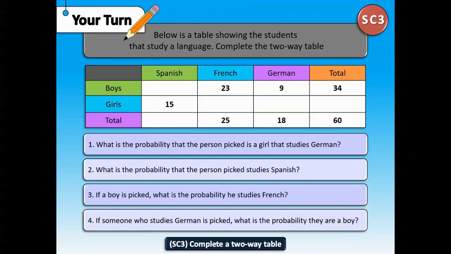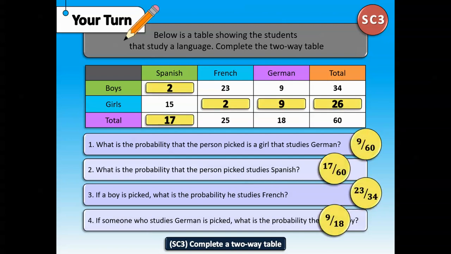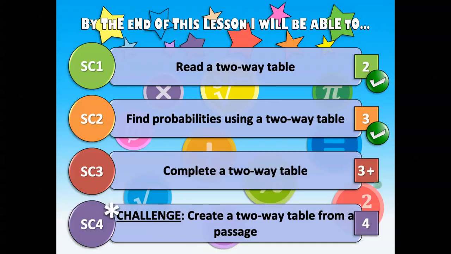Here are some questions for you to have a go at. Pause the video, and when you're ready to mark your work, press play. Here are your answers, so you can mark those. And now we've completed success criteria 3.